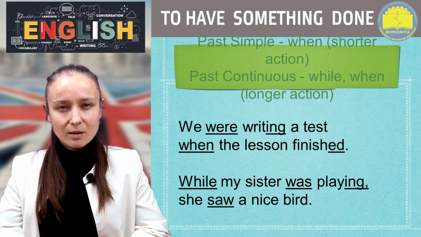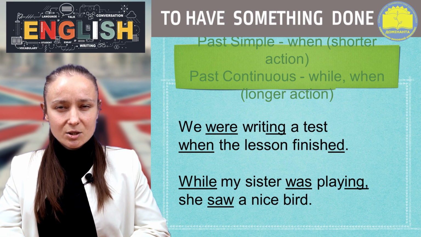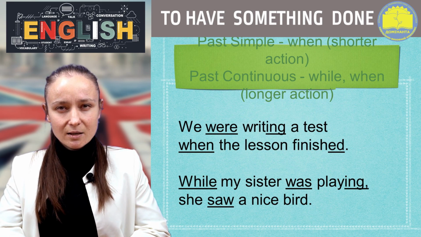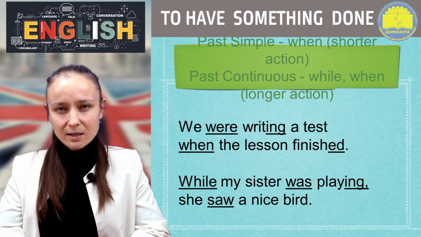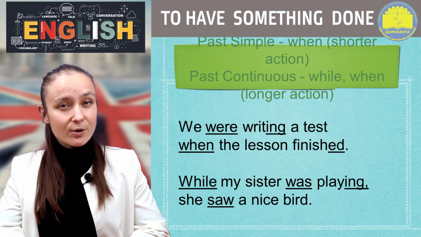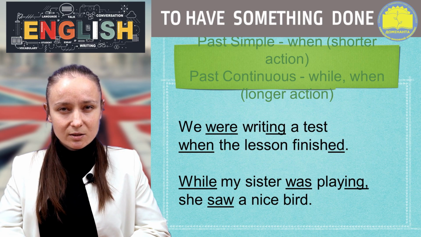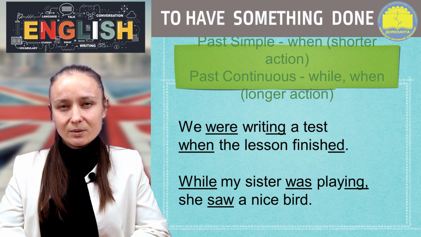Another example. While my sister was playing, she saw a nice bird. My sister was playing is a longer action, which we use in the past continuous tense. She saw a nice bird is a shorter action, which we have to use in the past simple tense.